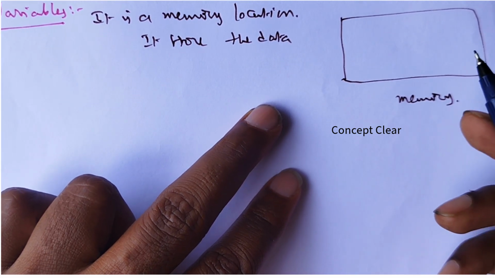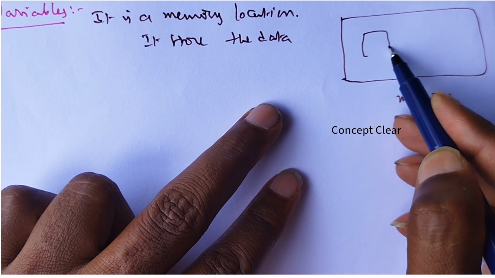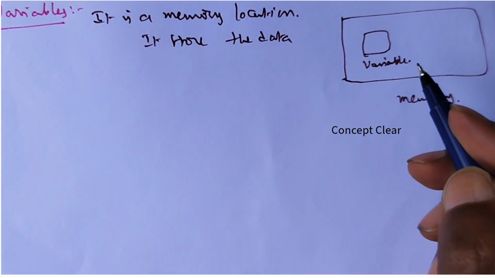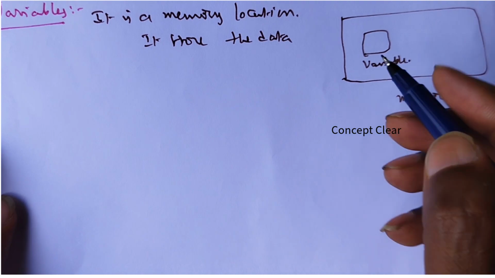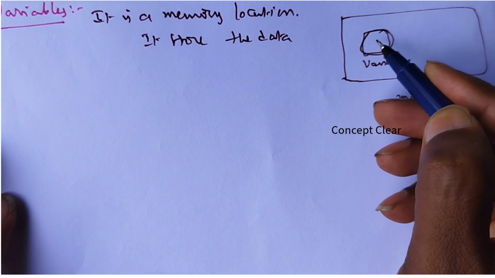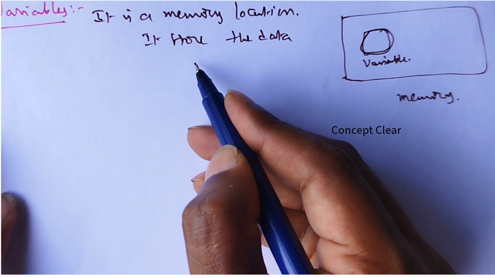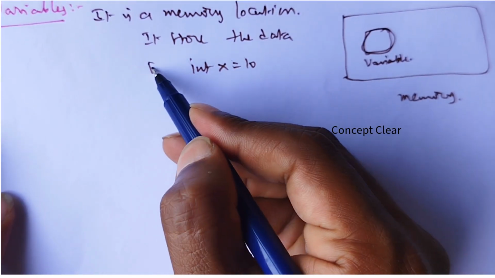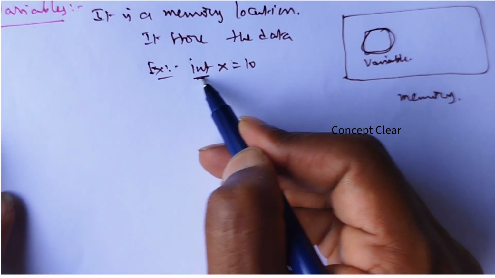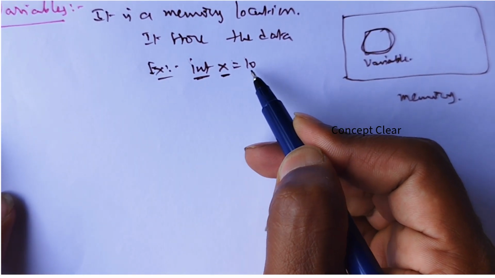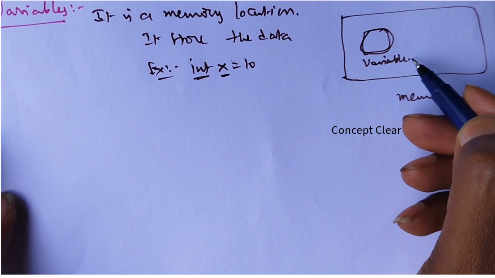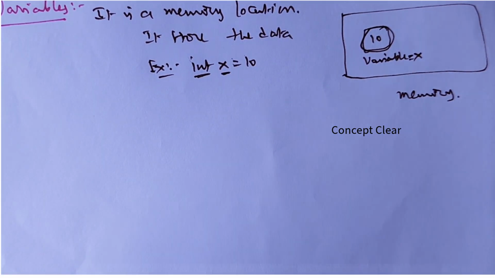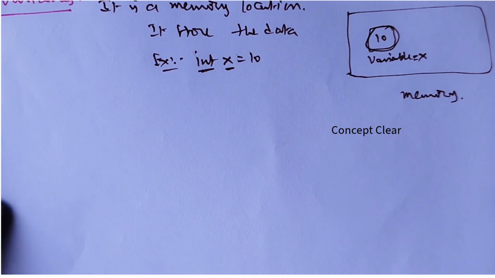When you declare a variable, it allocates some memory space for the variable, and this variable will be used to store the data. For example, if we declare int x equals to 10, what is int x equals 10? This is the data type, the variable name is x, and the variable value is equal to 10.